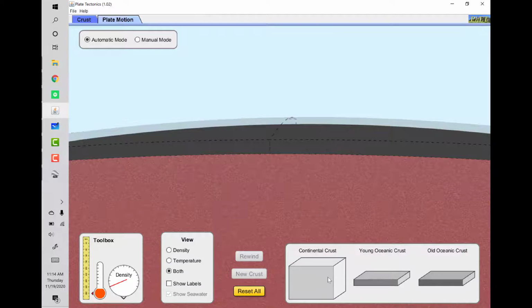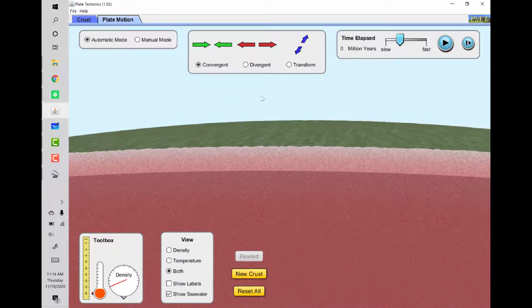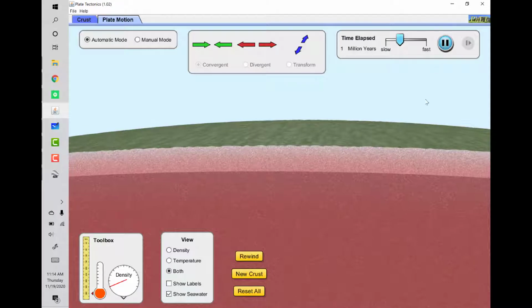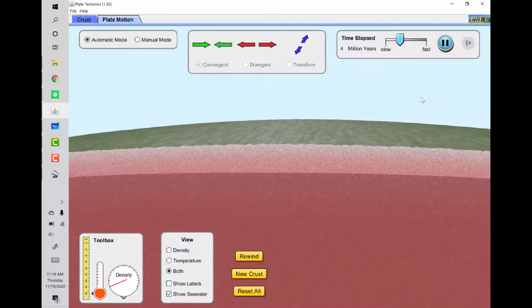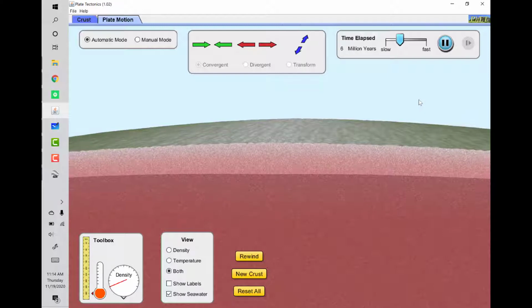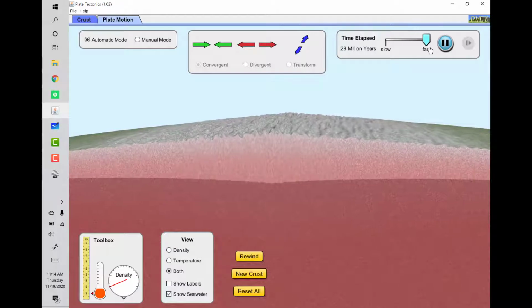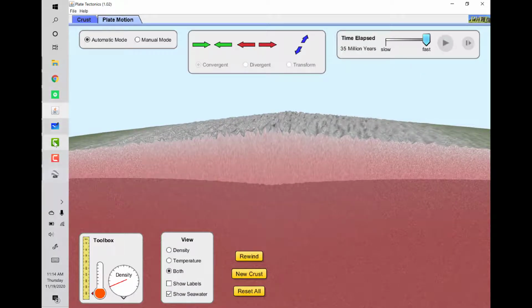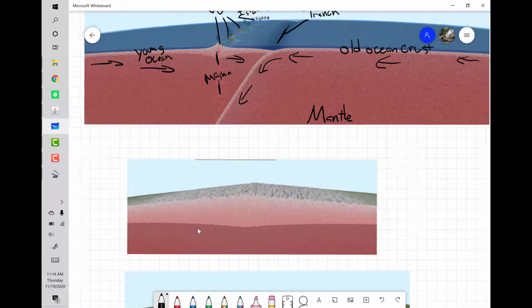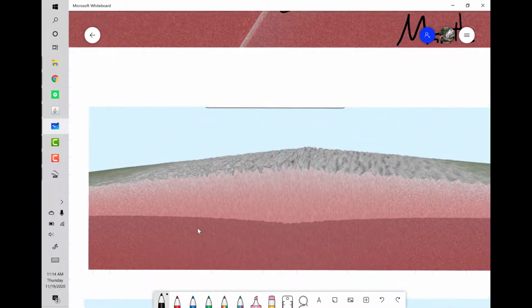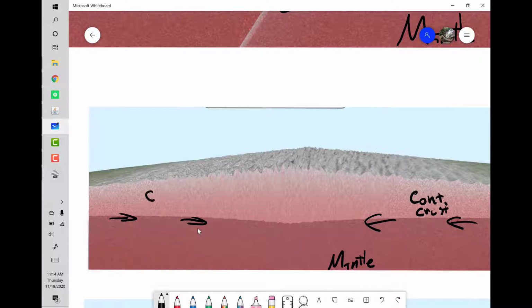Okay, now let's see what happens when you have two continents colliding. All right, so not a ton we need a diagram on this. All of it's continental crust. Still got the mantle. And two continental crusts colliding.